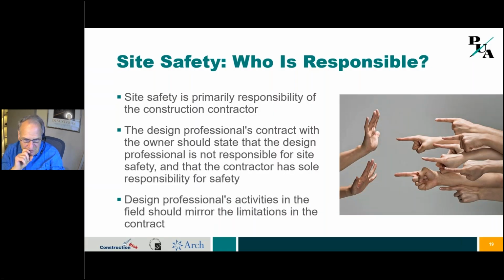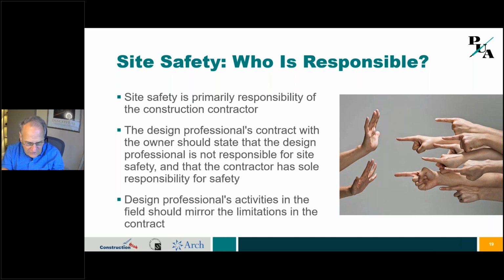Okay, job site safety. I had this toward the end of the slides, and I decided I better put it up here because I'm going to run out of time at some point, but I really want to make sure that we've covered this. This is very important. So site safety should be the primary responsibility of the construction contractor, not the designer. The design firm contract with the owner should state that you're not responsible for site safety, that the contractor has that sole responsibility. Your only responsibility is to your own employees.